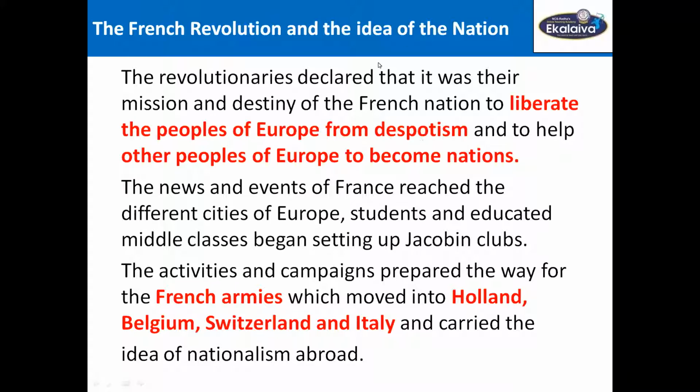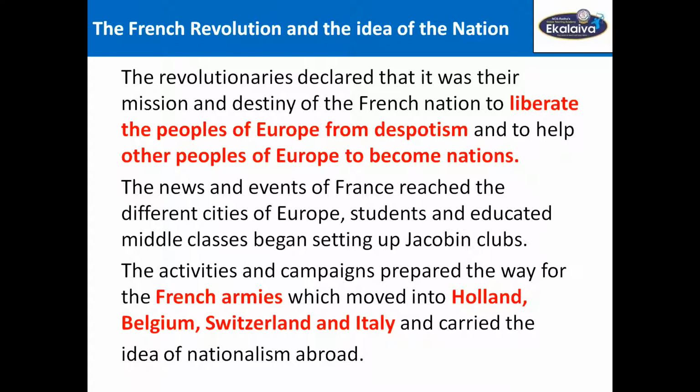So when we look into this, the French Revolution and the idea of the nation, we have to see why the French Revolution sent the idea of the nation. The revolutionaries declared that it was the mission and destiny of the French nation to liberate the peoples of Europe from despotism, that is from the monarchy system, which is autocratic, and to help other peoples of Europe to become nations. And when they did all these things in the name of the nation, the news and events of France reached the different cities of Europe.